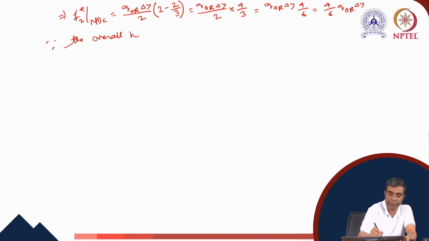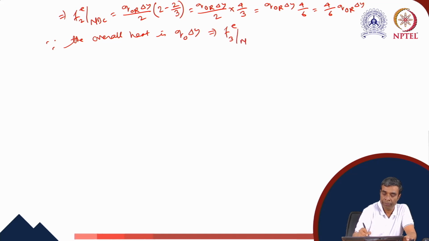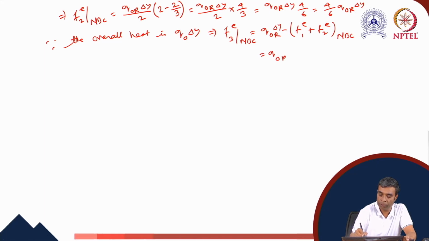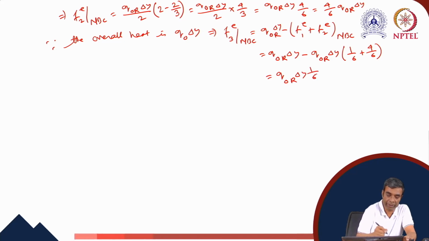Since the overall heat is Q0R into delta y, it gives us F3E NBC equals Q0R into delta y minus F1E plus F2E NBC, equals Q0R delta y minus Q0R delta y into 1 by 6 plus 4 by 6, equals Q0R delta y into 1 by 6.